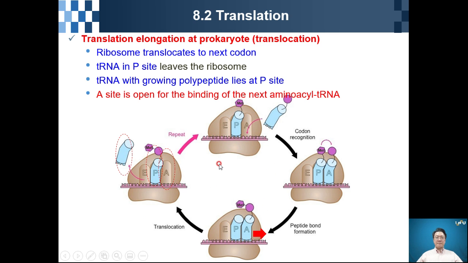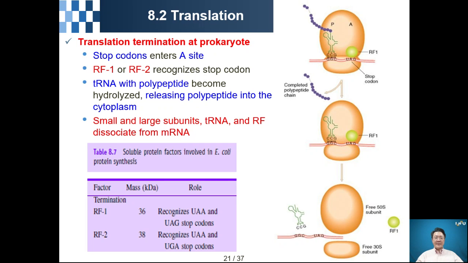Okay, so in this slide, I will explain the translation termination step in prokaryotes. During translation termination, first of all, a stop codon, UAG, UGA, or UAA, enters the A site. After that, release factor 1 or release factor 2 recognizes the stop codon. For example, Table 8.7 shows the soluble protein factors involved in E. coli protein synthesis, especially in termination.